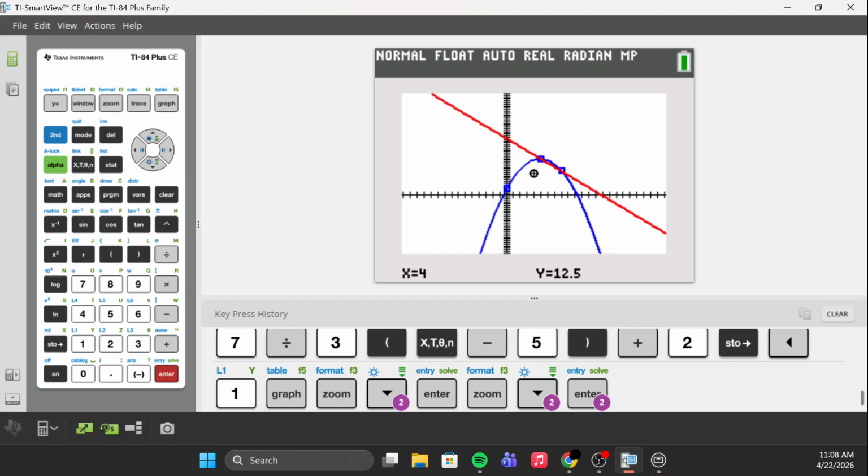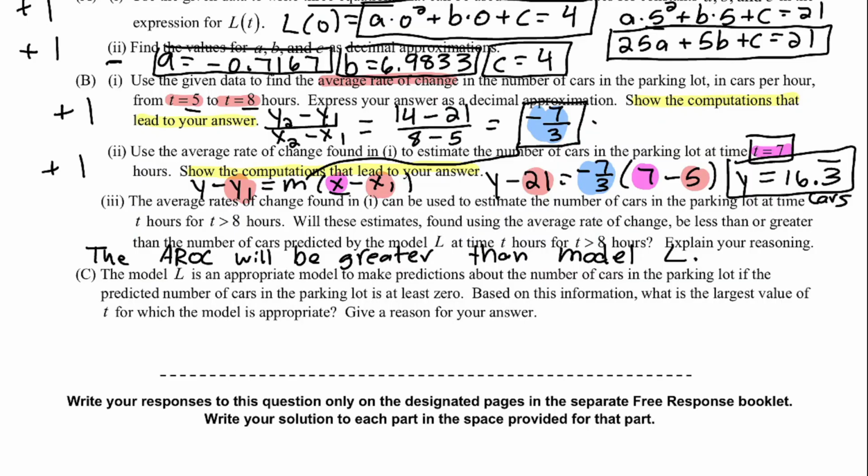Again, model L is the blue one, the quadratic. The average rate of change we just found is the line, right? So the average rate of change is bigger after 8. You could tell it's higher than the blue one. If you're able to say that, you would get a point.